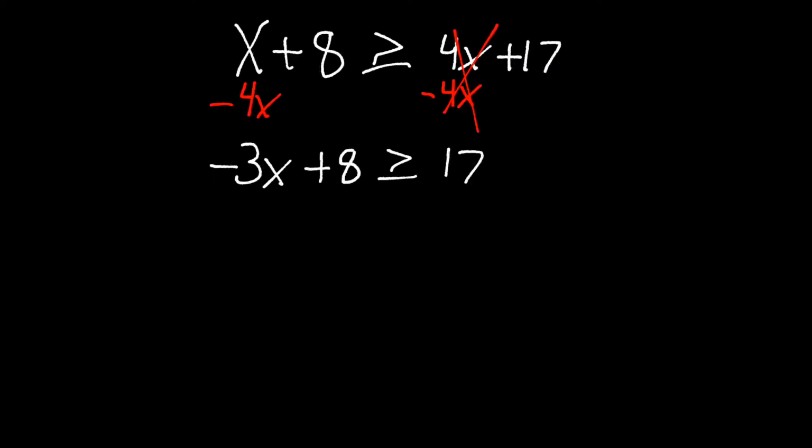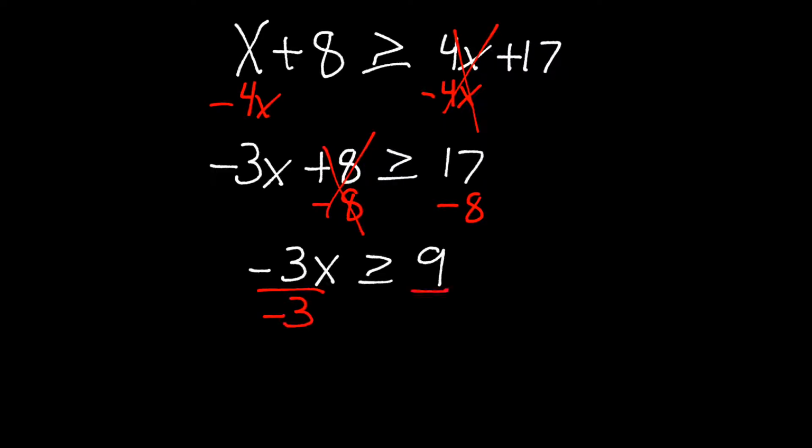Now, I need to get rid of everything around the x, so x is isolated. So I'm going to first get rid of the addition or subtraction affecting the x. So I'm going to subtract 8 from both sides. 8 minus 8 is 0. That leaves me with negative 3x is greater than or equal to 9. And now we will just separate the x from its coefficient. So we're going to divide by a negative 3.